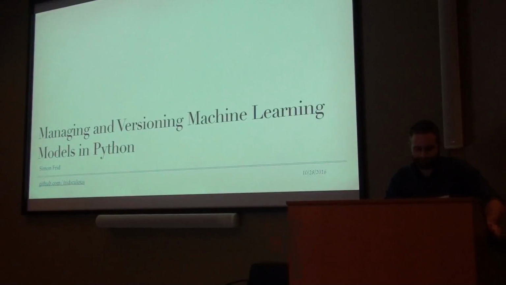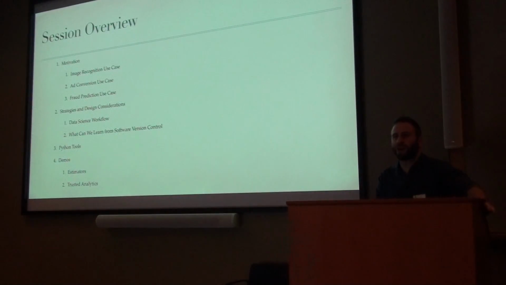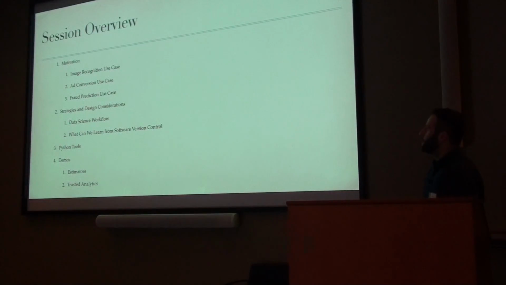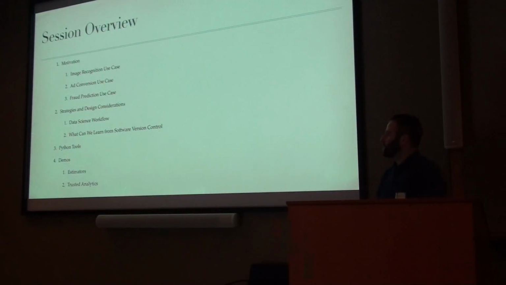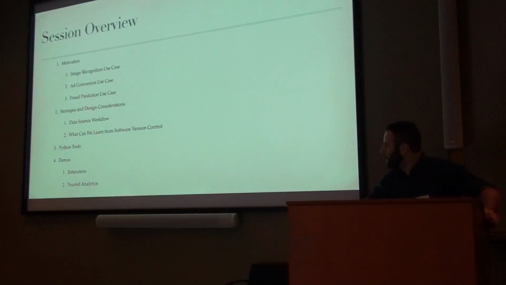All right, so this is the general overview of the session. If you're still not sure what you're doing here, you can still get out. In the beginning, I'll be talking about 3 general use cases that explain what types of problems we see in production, and then we'll get into the strategies and design considerations around understanding what managing models even means, and maybe look at parallels in software version control. We'll be talking about different types of Python tools. It's not exclusively Python, but it's really focused on the Python data ecosystem. And then we'll do 2 demos. The first is a package that I prototyped, and the second will be trusted analytics.